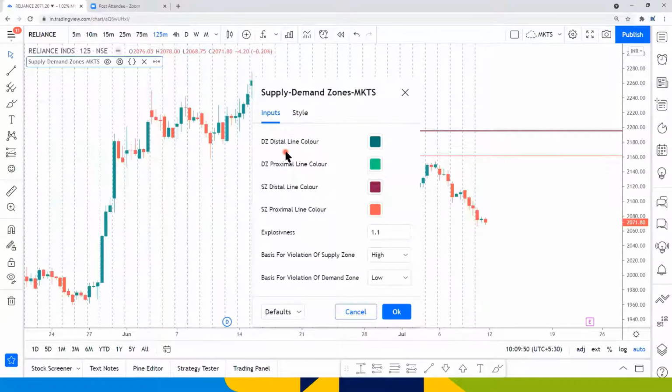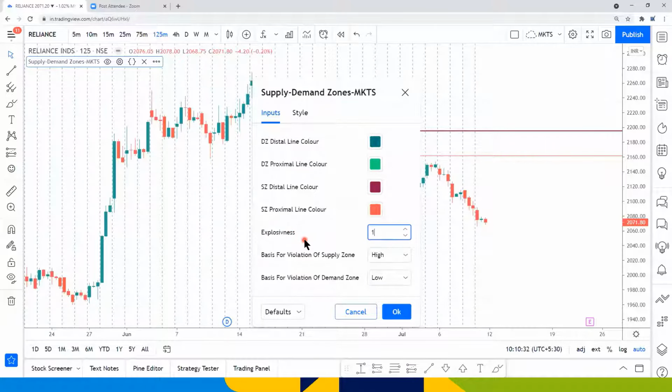The user has the choice of changing the distal line and proximal line for demand as well as supply zone. The distal line for the demand zone is a dark green color, which I have used. Proximal line, I have used light green color. These are the default colors. You can change them to whatever you want. A maroon for distal line of supply and a red color for proximal line of supply. So what is this explosiveness? By default, this would be set at 1 for you all. When you apply this indicator, this value would be 1.